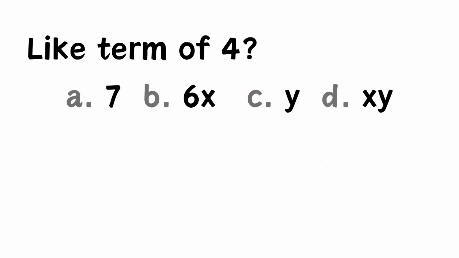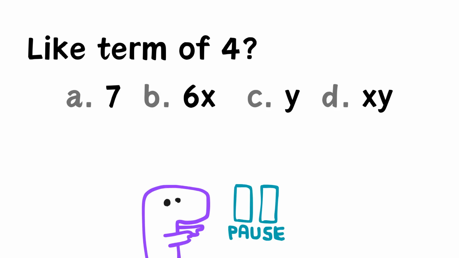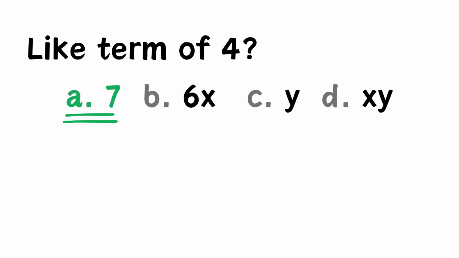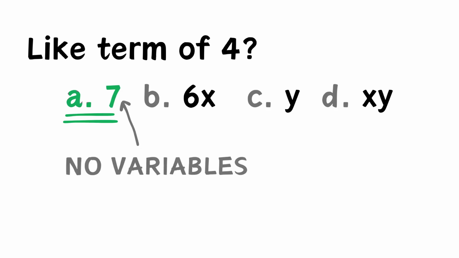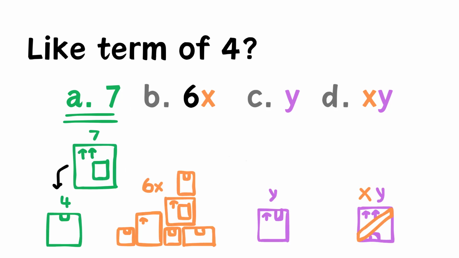Now, which of the following is a like term of 4? See if you can figure this out on your own. If you chose A, you are correct. 7 has no variable, just like 4. The only choice that you can combine with 4 is 7. All the others have unknown variables, so we can't put them with 4.